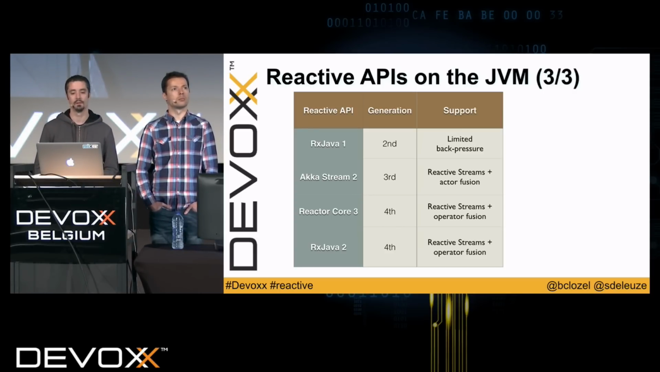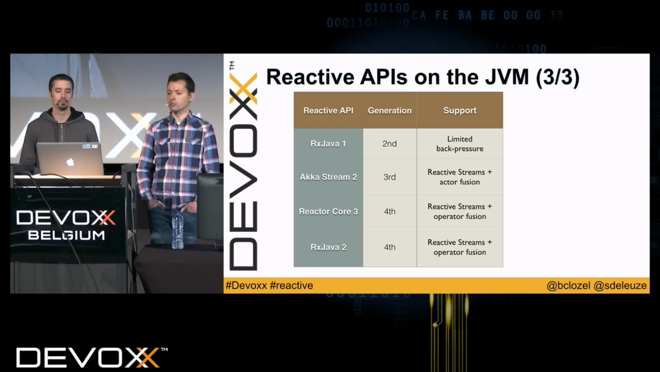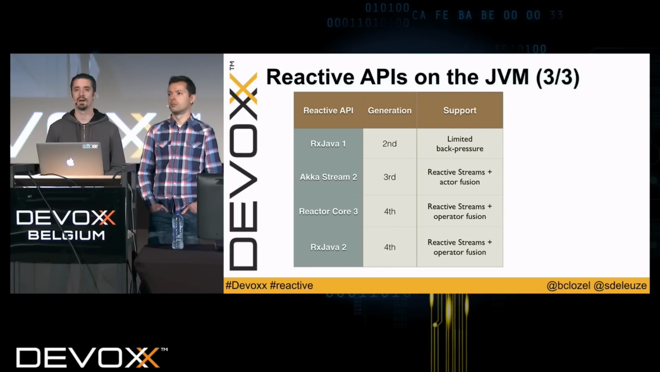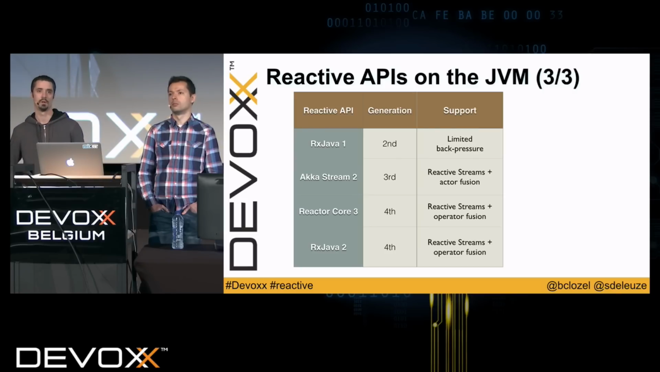So reactive RxJava 1 was classified as a second generation because it provides limited back pressure support and does not implement reactive streams. Akka Streams 2 was classified as a third generation reactive API. It's natively based on reactive streams, and it provides some kind of actor fusion. By actor fusion, I mean that the reactive pipeline by default is using different actors, and one actor equals one thread. And they provide an optimization that allows performing the various stages of your reactive pipeline in a single thread for better performance. That's such optimization.